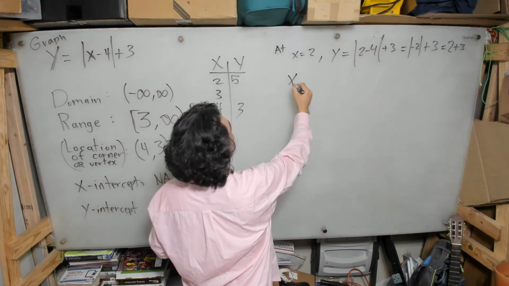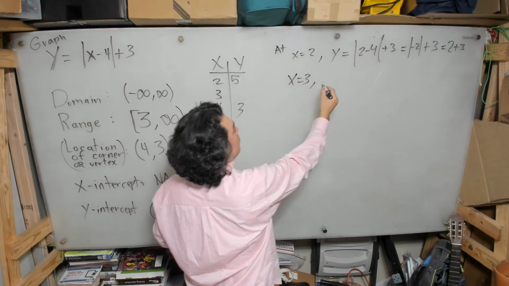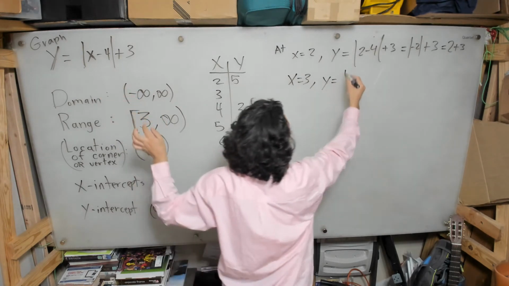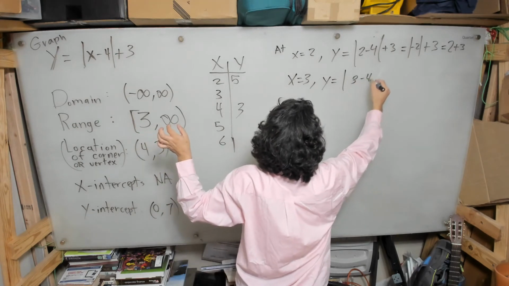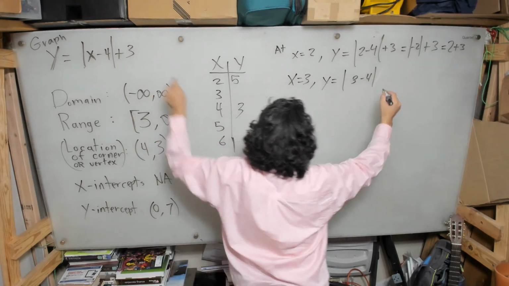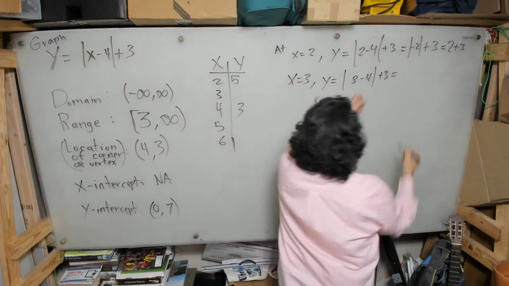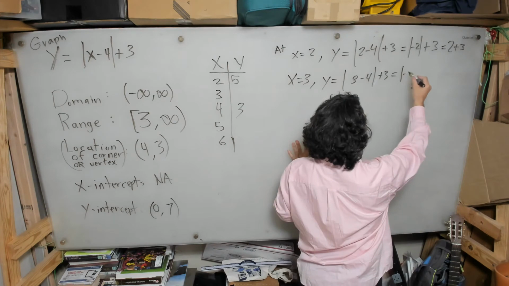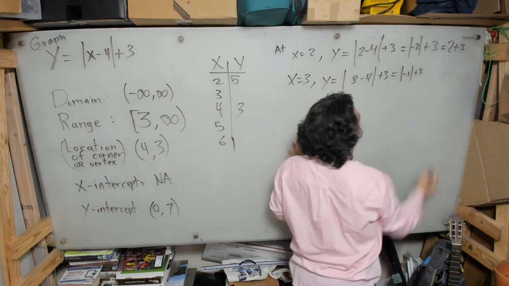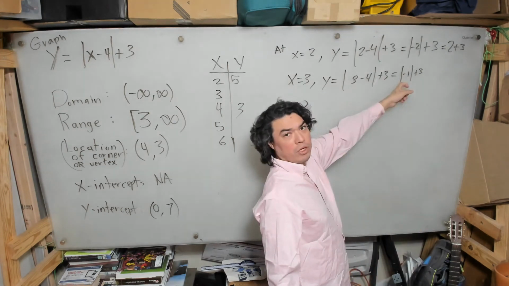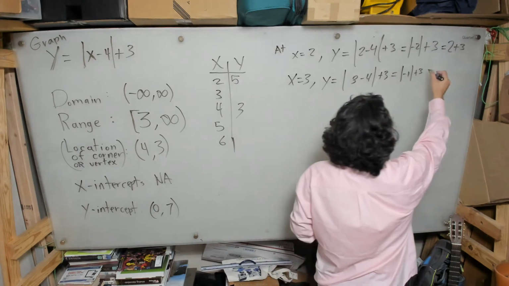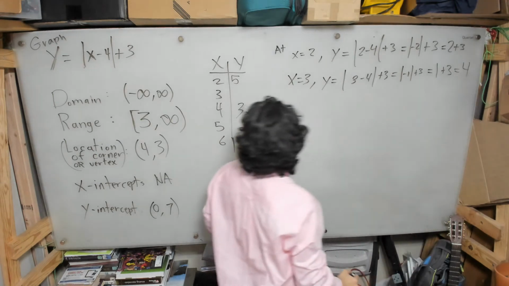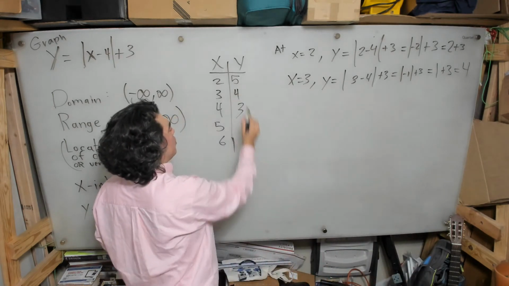At x equals 3, my y will equal, I'm going to plug it in here, the absolute value of 3 minus 4, plus 3. Now what is 3 minus 4? That's negative 1. So this will be the absolute value of negative 1 plus 3. What is the absolute value of negative 1? Positive 1. So that'll be 1 plus 3, or in other words, 4. I'm going to write that in here, okay?